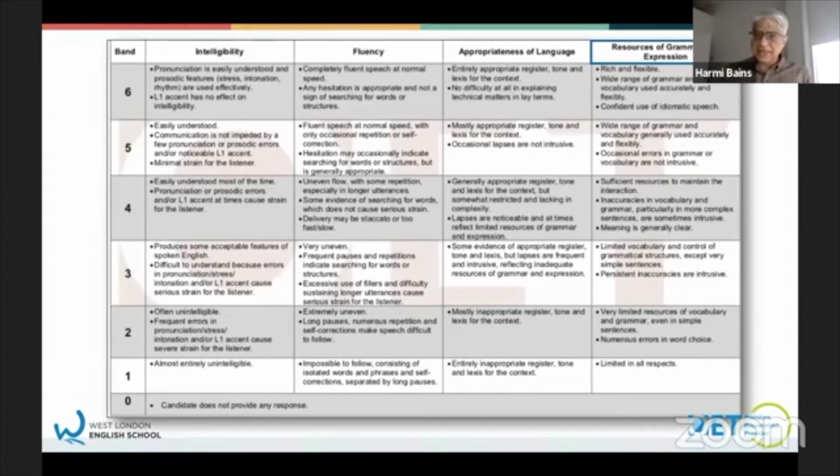And yeah, resources of grammar and expression, that's just what I was talking about as well. So indirect language would be noted by the OET examiners, I'm sure. Okay, and appropriateness of language as well. Remember that first bullet point, entirely appropriate register, tone, and lexis. So it's a nice way of speaking, and it is completely appropriate, in fact, for a consultation when you're speaking to a patient.